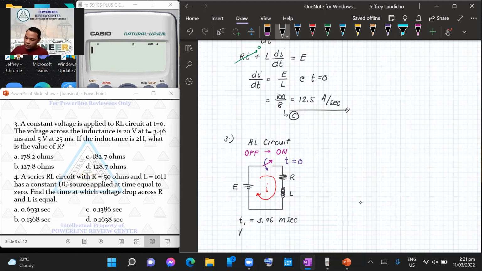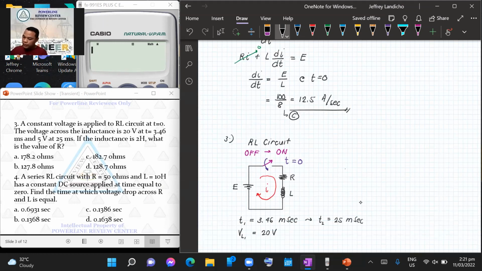Sinukat natin yung voltage across inductance, V_L1. Anong napansin natin? This is 20 volts. So, again, pinalipas pa natin. So, palipas pa tayo ng certain period of time. So, after a total time elapsed, simula nung i-close yung switch, sabihin natin 25 milliseconds.